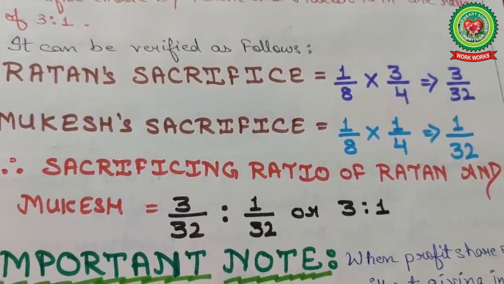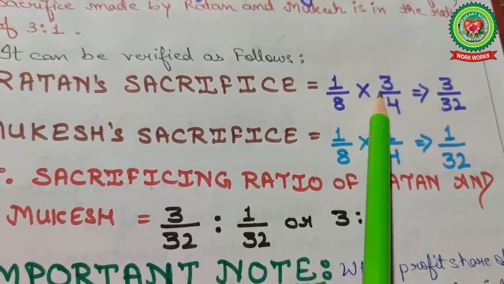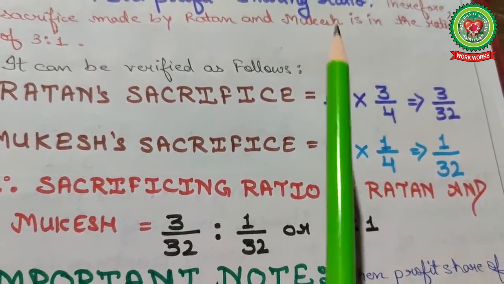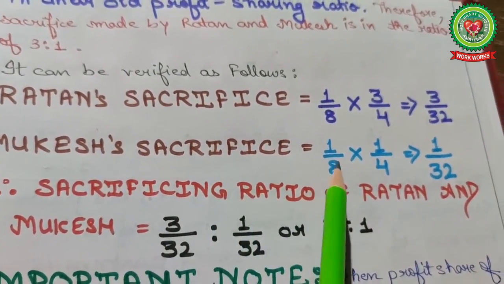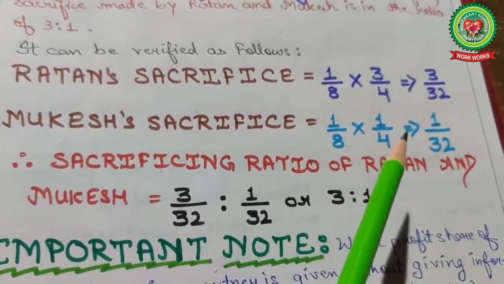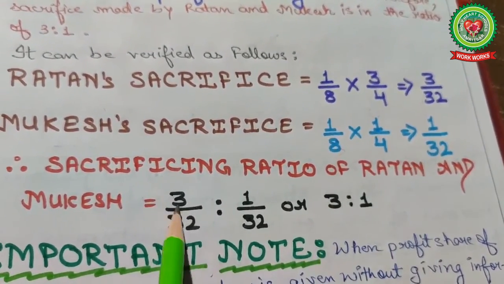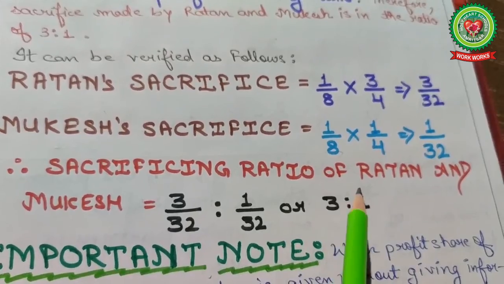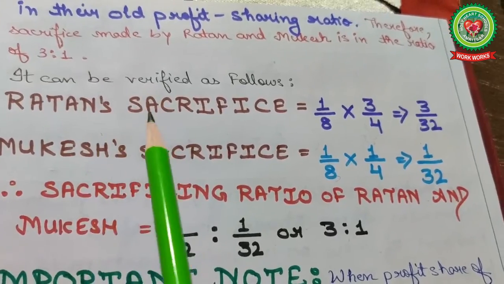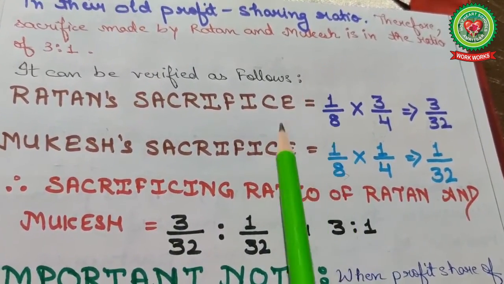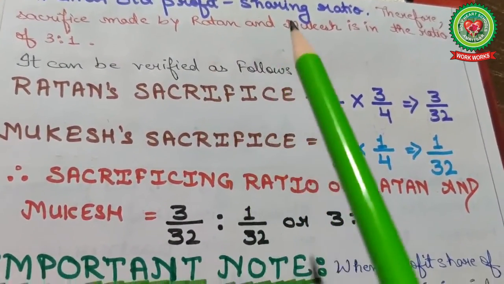It can be verified as follows. Ratan's sacrifice is equal to the new partner's share 1/8 multiplied by the old ratio of Ratan, 3/4. So the sacrifice made by Ratan is 3/32. Mukesh's sacrifice is the 1/8 portion of the new partner multiplied by the old ratio of Mukesh, 1/4, so that is 1/32. The sacrificing ratio of Ratan and Mukesh is 3:1, which is equal to the old profit sharing ratio. If the sacrifice made by the old partners is not given to you, and you find the sacrificing ratio on the basis of the old profit sharing ratio, then both are always equal.